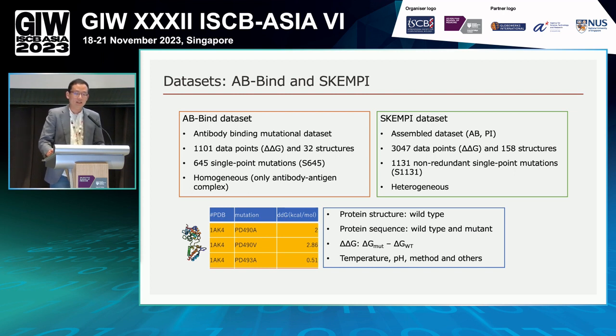The SKEMPI dataset is an assembled dataset. It includes the antibody antigen and protein inhibitor complexes. So it includes over 3,000 data points and 148 structures. So we focus on the 1,131 non-redundant single point mutations, denoted as S1131. So the SKEMPI dataset is quite heterogeneous because it includes the antibody antigen dataset and the protein inhibitor dataset and other kinds of complex. So the dataset is like this.